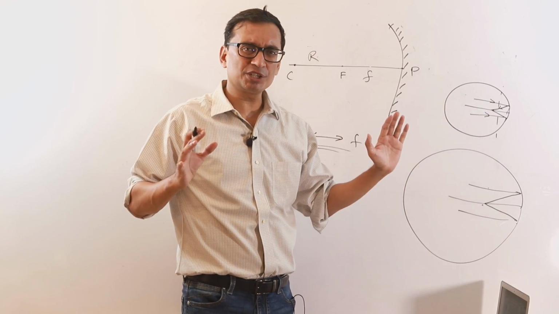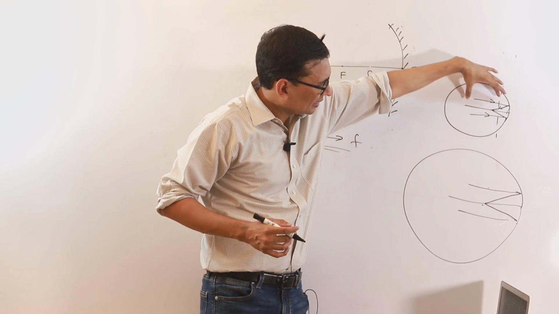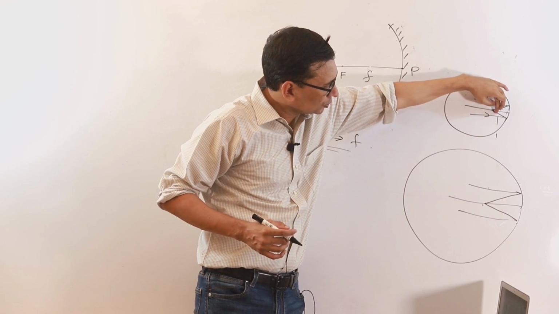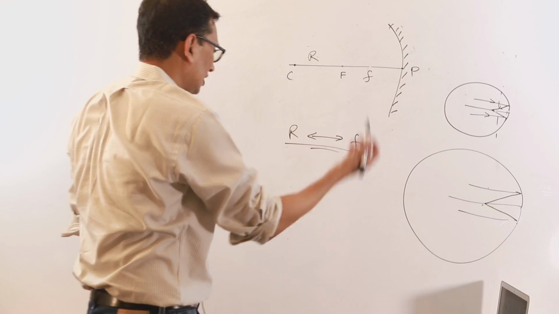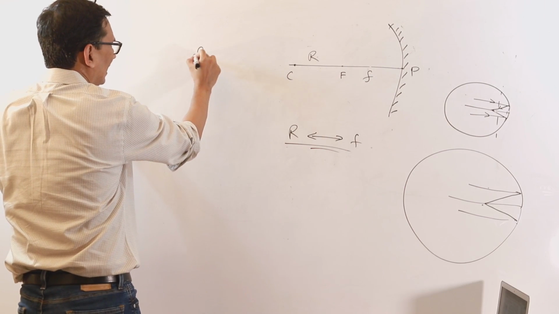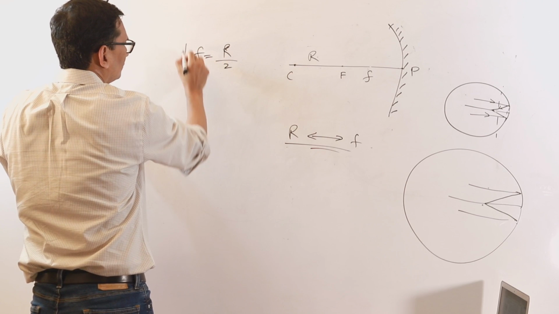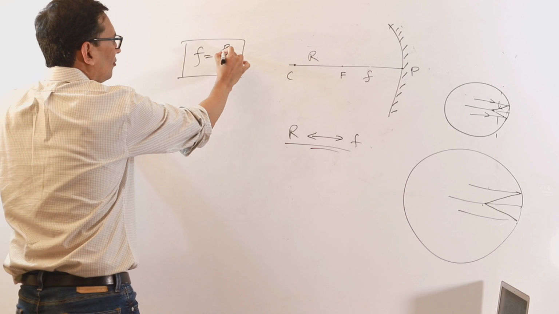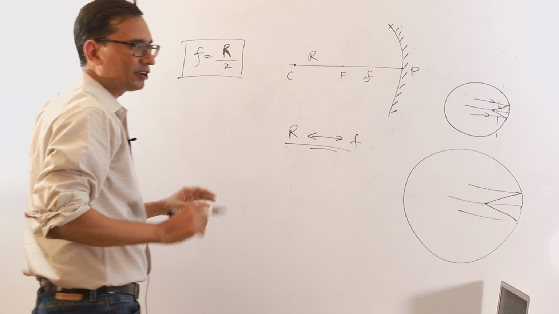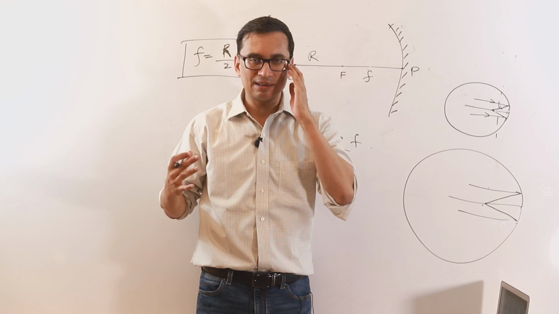Just for intuition, we can see that when R is small, the focal length is also small. When R is big, the focal length also is big. And the relationship is F is equal to R by 2. The focal length is equal to half of the radius of curvature. This proof, as I said, will come in class 11. Right now it's good enough to know this.